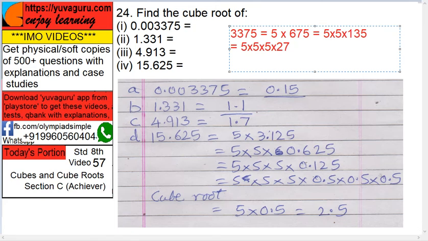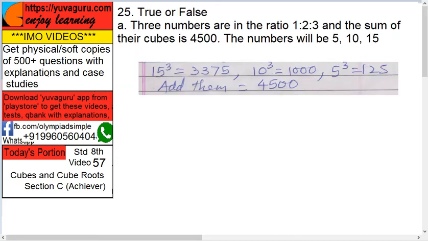Then 15.625. Now try it. 5 into 3.125, then 5 into 5 into 0.625, then 5 into 5 into 5 into 0.125. Now it's easy. This becomes 125 and 0.125. 125 is a cube of what? 5. So 5 over here and 5 over here. But this 0.125 contains a point and 3 places. So divide by 3, that is 1 place. So in the cube root it will be 1 place after the point. Okay, so that is 2.5. So the cube root of 15.625 is 2.5.